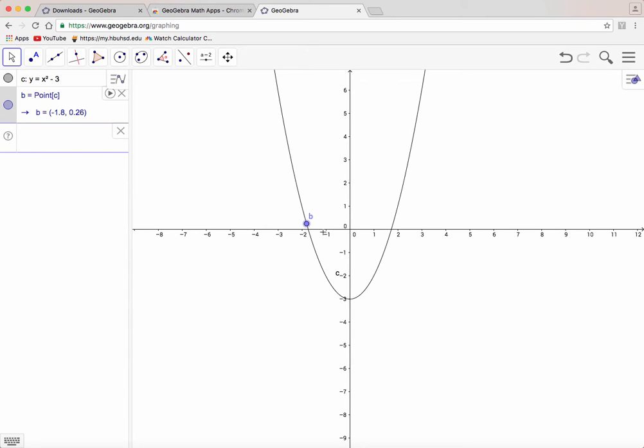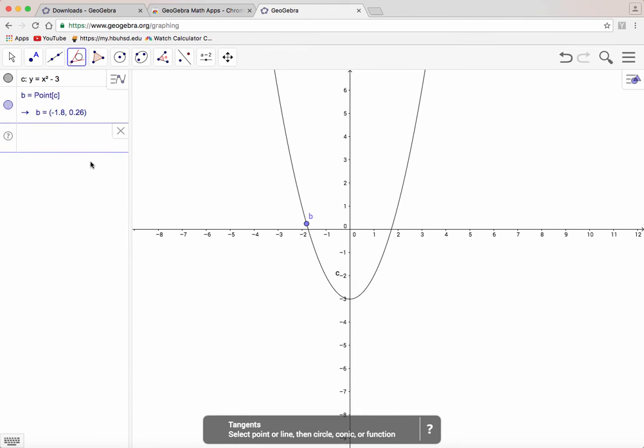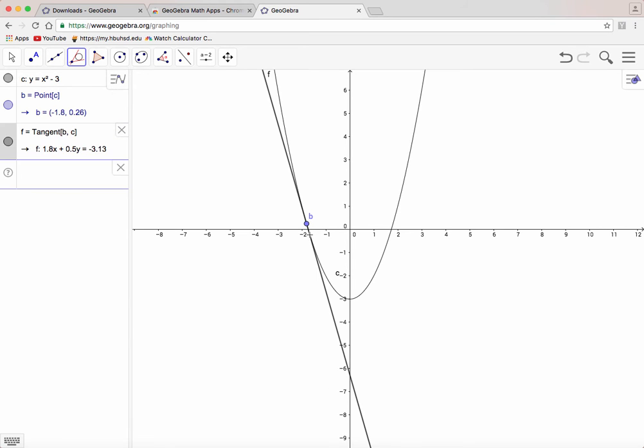Now what I want to do is get a line tangent to the graph of y equals x squared minus 3 at point B. So you're going to find the fourth icon, 1, 2, 3, 4, right there. Click on it and you have all these options. We're going to do a tangent. What it says here is select point or line, then circle or function. So there's the point, there's the function. We click on the point first, then the function, and then the tangent line appears.